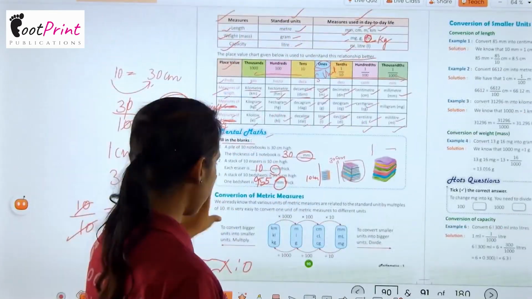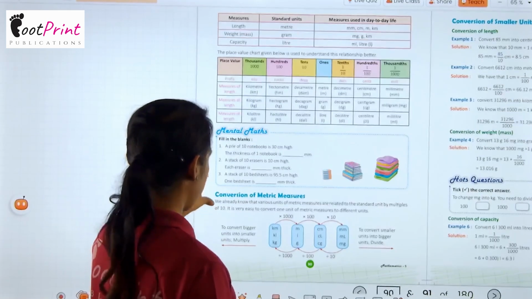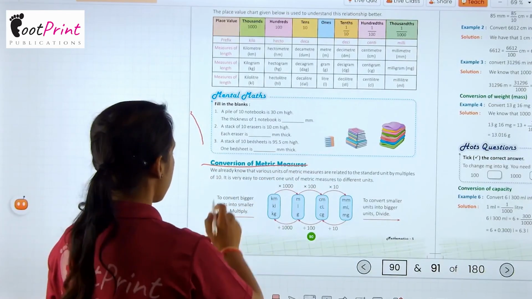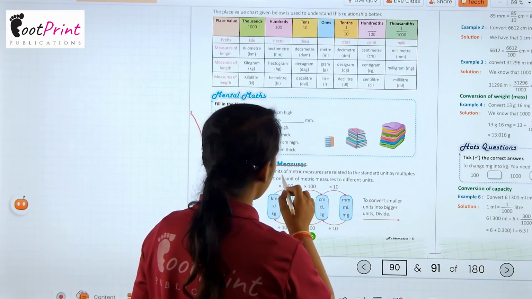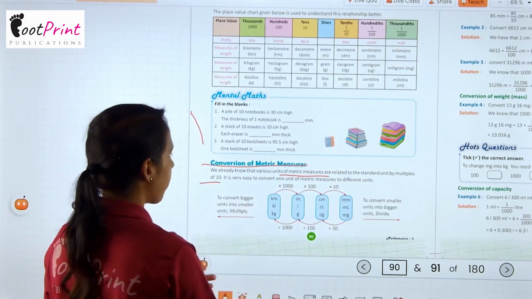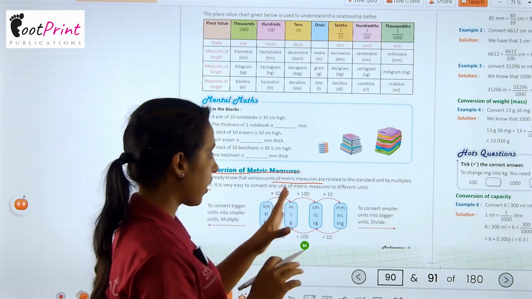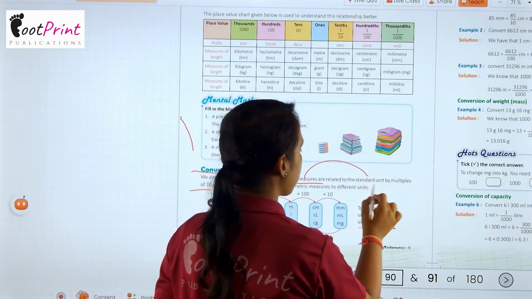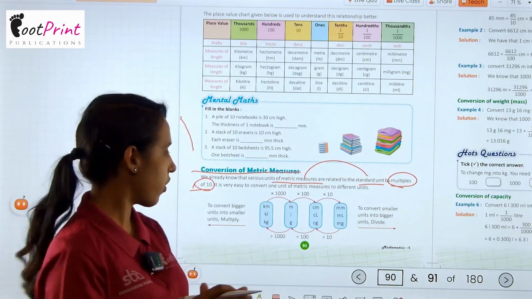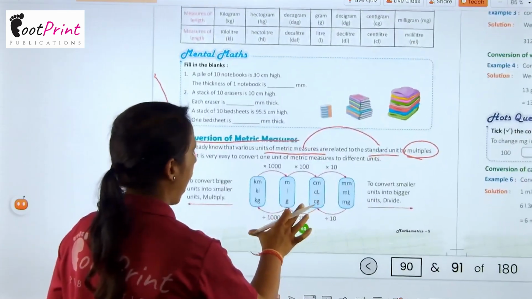Now we will learn how to convert metric measures. So let's look here. Conversion of metric measures. We already know that various units of metric measures are related to the standard unit by multiples of 10. It is very easy to convert one unit to another in metric measures. And how do we convert here?